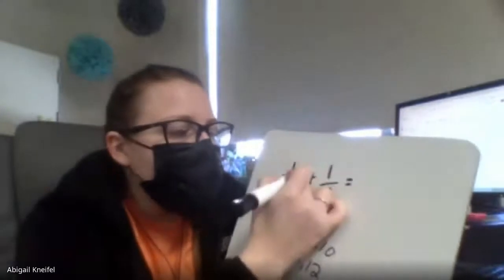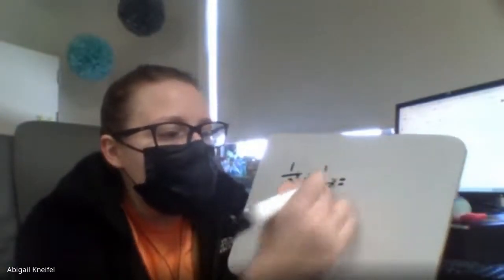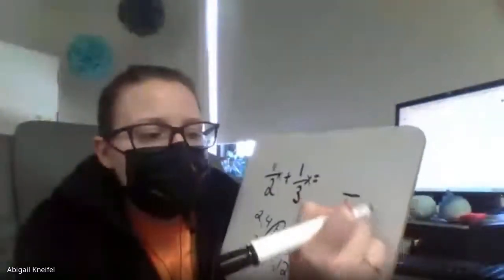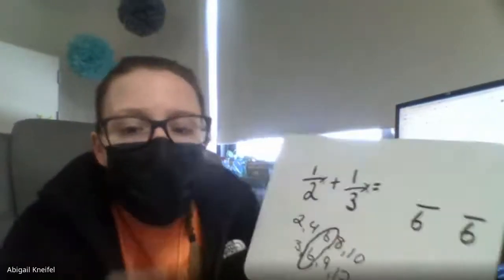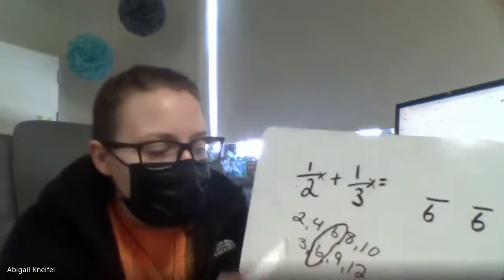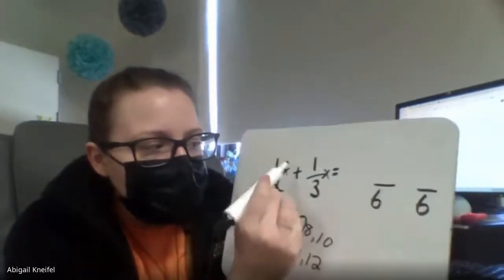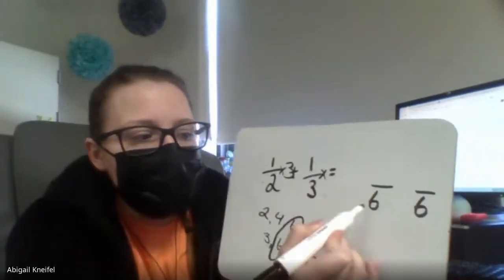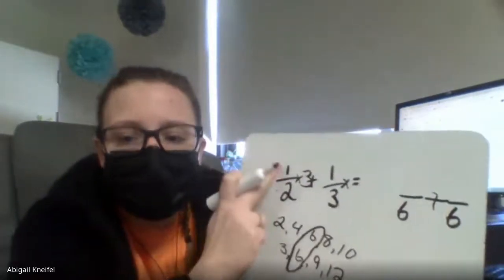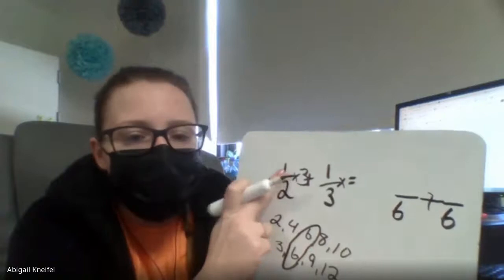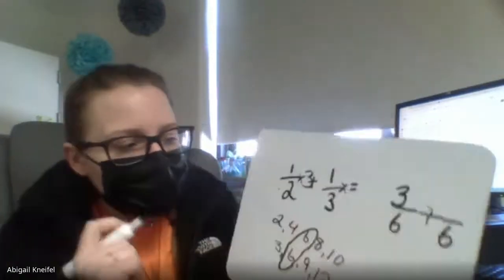Now, I need to times them to get my denominators to be that. I know both my denominators are going to be 6. 2 times what gets us to 6? Ready? 1, 2, 3. 3 times 2 equals 6. But what we do to the bottom, we have to do to the top. 3 times 1 is 3.